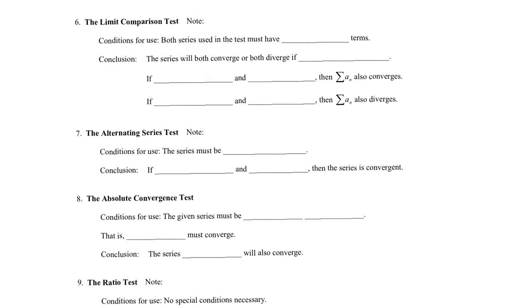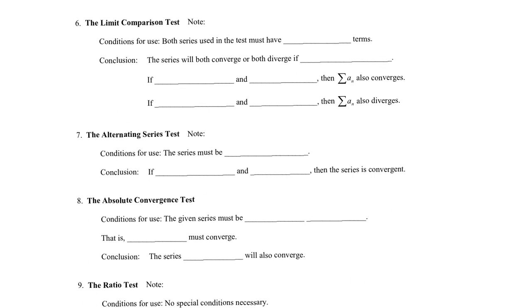Then the limit comparison test, the note here is that we have to select a suitable b sub n. A suitable b sub n series. So basically we're going to select a series that we know about. We know this series either converges or diverges. And it'll be a series that we think our series acts like, but we just don't know for sure. Okay, conditions for use. Both series used in the test must have positive terms.